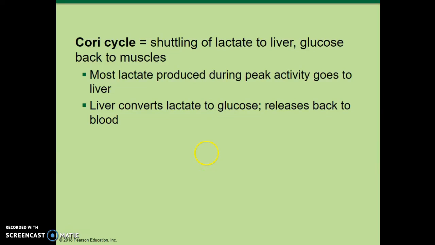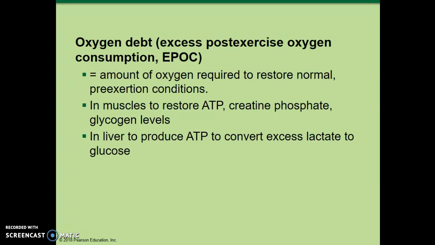The Cori cycle is what happens to that lactic acid or lactate. It's going to diffuse out of the muscle cells and into the blood, go to the liver, and be converted back to glucose. The liver converts the lactate back to glucose. The glucose will then enter the bloodstream and can get back to the muscle to be completely broken down in the mitochondria.